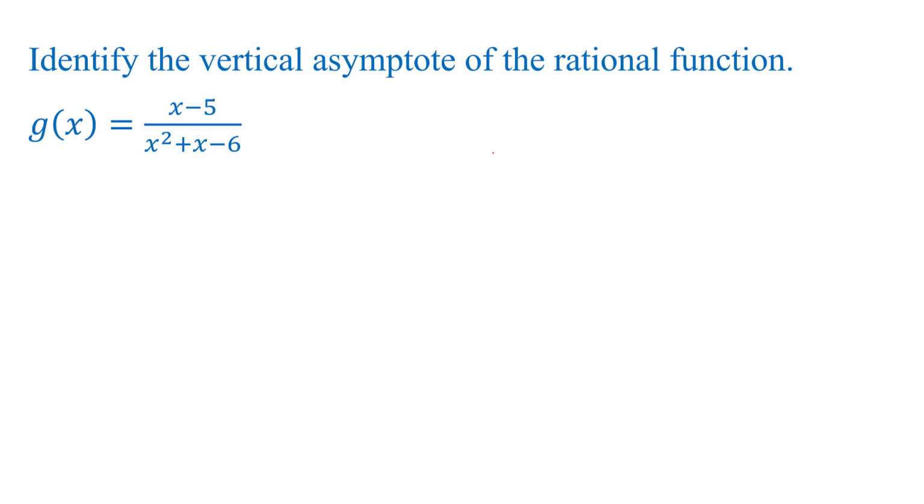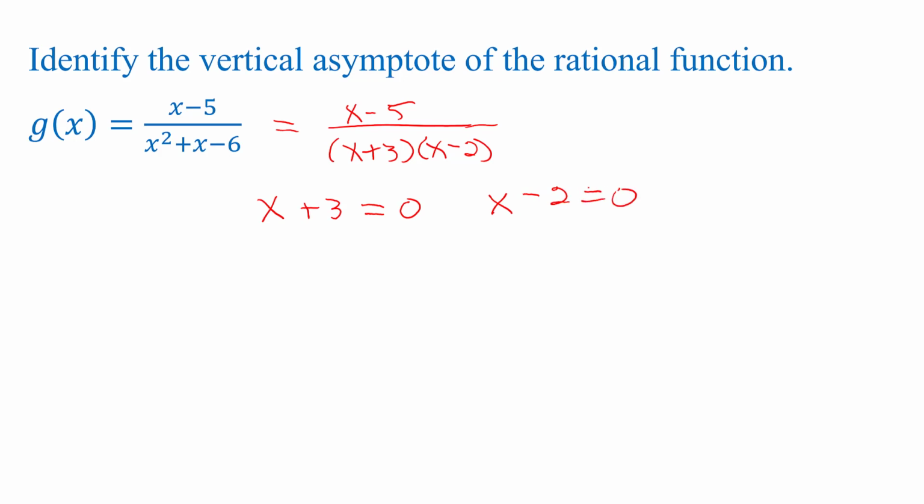For the function g of x equals x minus 5 over x squared plus x minus 6, I'm going to factor the denominator into x plus 3 times x minus 2. Verify that the function is in simplified form, which it is here. Then I will set each of these two factors in the denominator, x plus 3 and x minus 2, equal to 0, and end up with vertical asymptotes of x equals negative 3 and x equals 2.